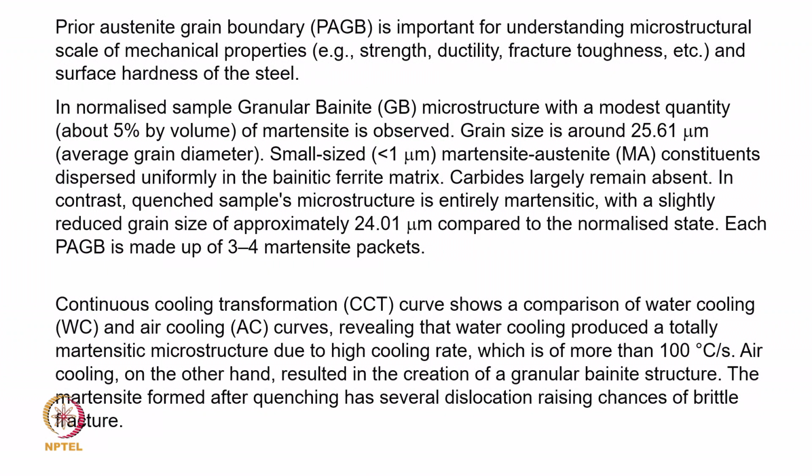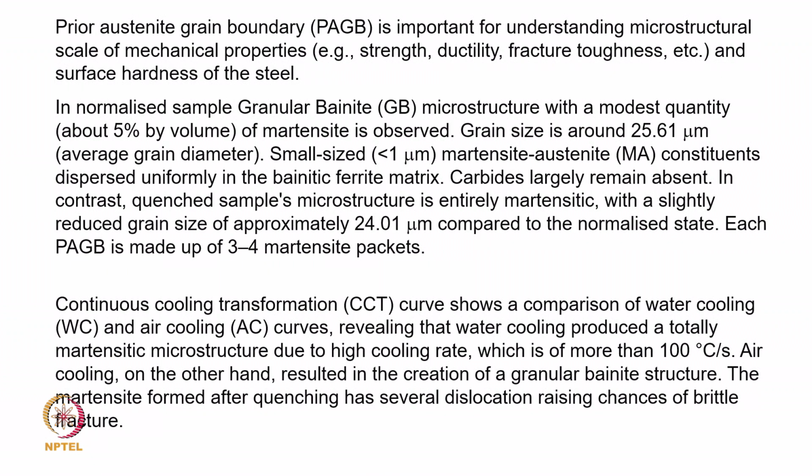And then if you look at the grain size, it will be roughly 25 microns. It is slightly bigger than martensite, because for martensite the grain size will be roughly 24 microns. However, in the granular bainite also, we will find some sort of martensite-austenite constituent, but generally the sizes are very small, less than 1 micron, and they remain uniformly distributed.